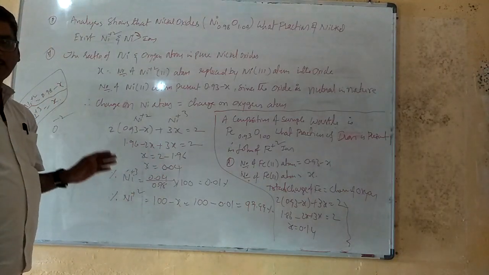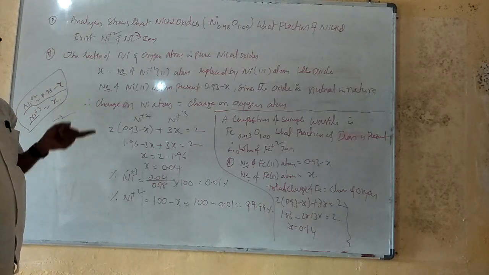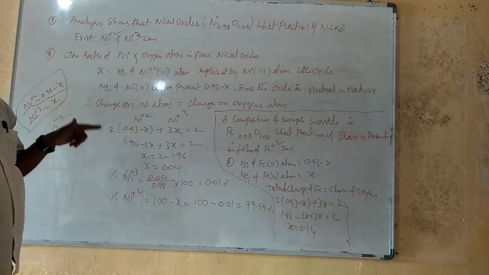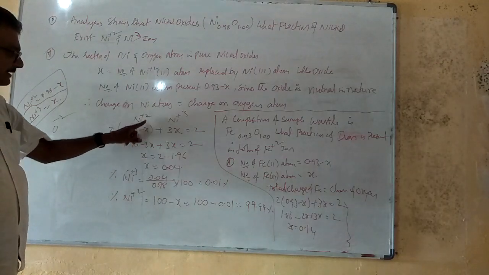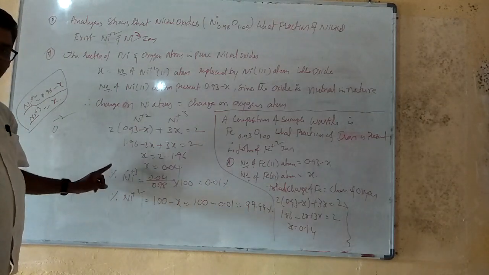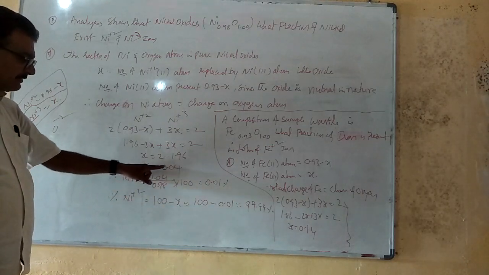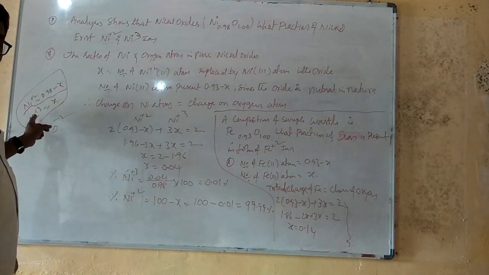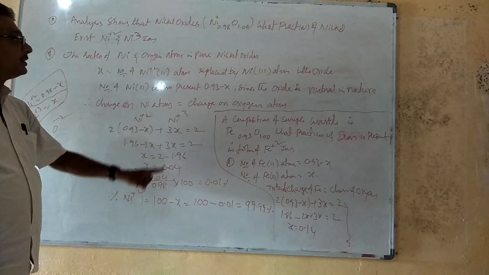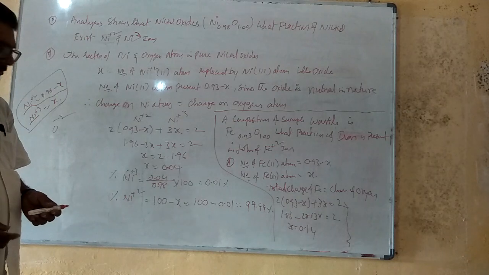Now, these two problems are very important. Ni3+ is taken as x, so Ni2+ will be 0.98 minus x. Then the charge of the nickel atoms is equal to the charge on the oxygen atoms, therefore you have to calculate the x value. Therefore, the percentage of Ni3+ is the x value, 0.04, divided by the total 0.98, into 100, which is about 4 percentage.